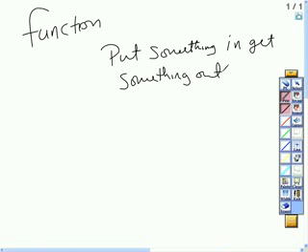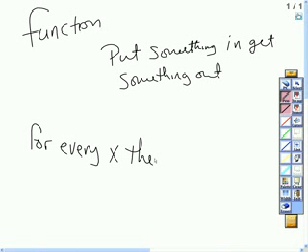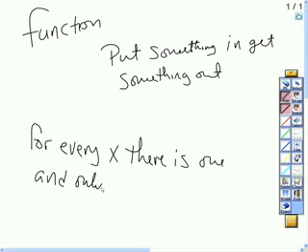Now, the actual definition, of course, is what? For every x, there is how many y's? One. And in particular, big boy mathematics here, one and only one. Does that mean the y's are unique to every x? No, because each of the x's can share the same one, for instance.